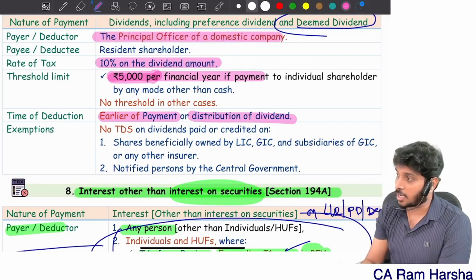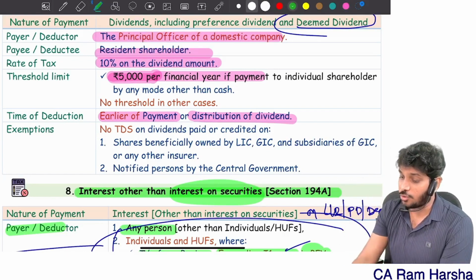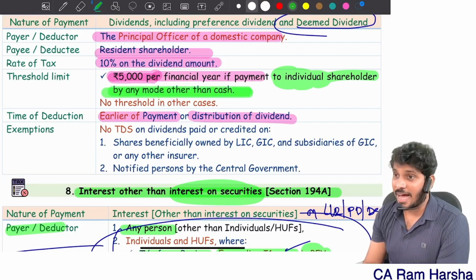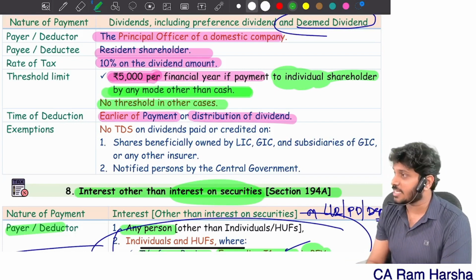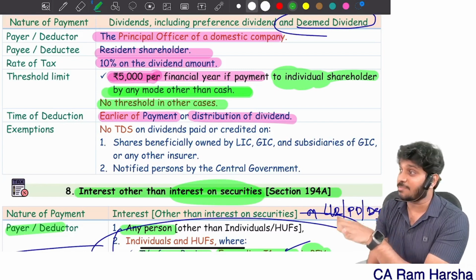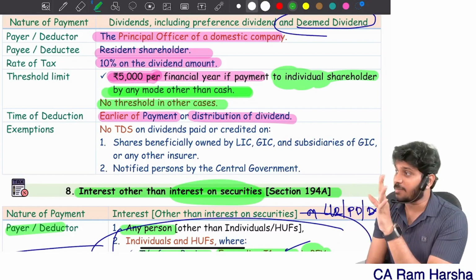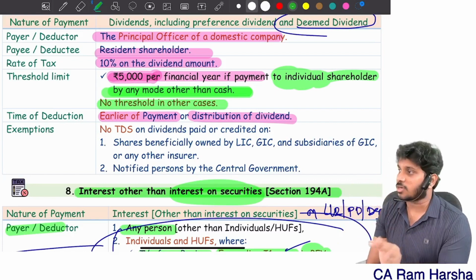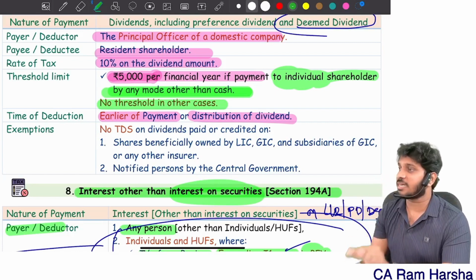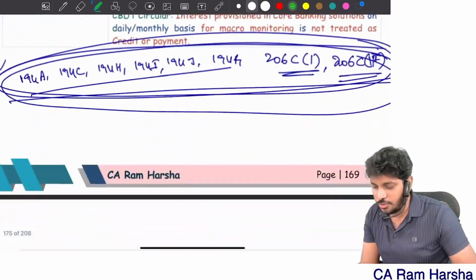Who should deduct? Principal officer, resident shareholder, 5,000. That too, if the shareholder is an individual only. That too, payment is made by other than cash. No threshold in other cases. No threshold means what? Suppose the company is paying dividend to another company, no TDS. Suppose a subsidiary company declared dividend, holding company is getting dividend on full amount, even if it is 1,000 rupees, TDS has to be deducted at what rate? 10%. That's it. 194 is over. Easy or not? All of you?